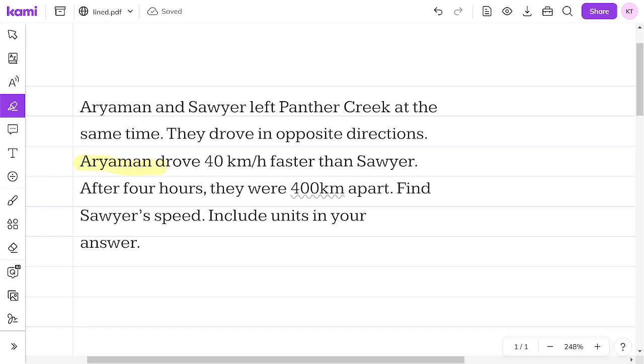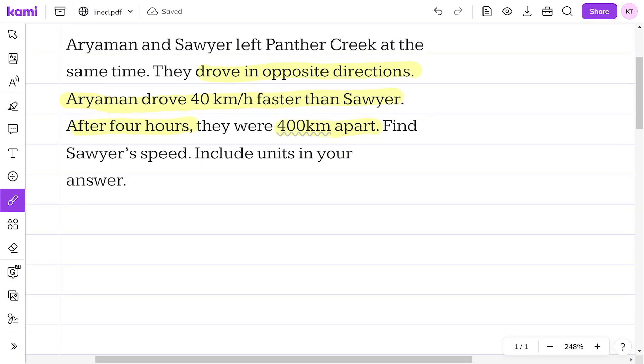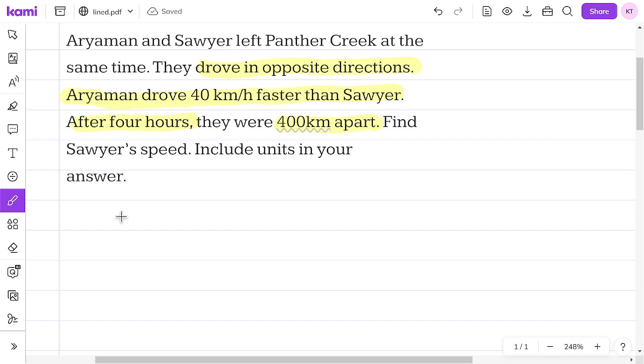So some things to keep a note of here. One, Ahriman drove 40 kilometers per hour faster than Sawyer. They drove in opposite directions. After 4 hours, they were 400 kilometers apart, and then we're finding Sawyer's speed. So we're going to make a distance rate time table here. So we'll have A for Ahriman and S for Sawyer, and we have our distance, our rate, and our time.